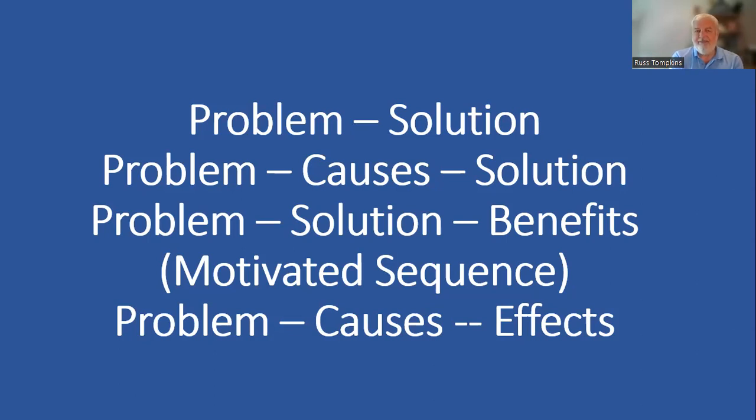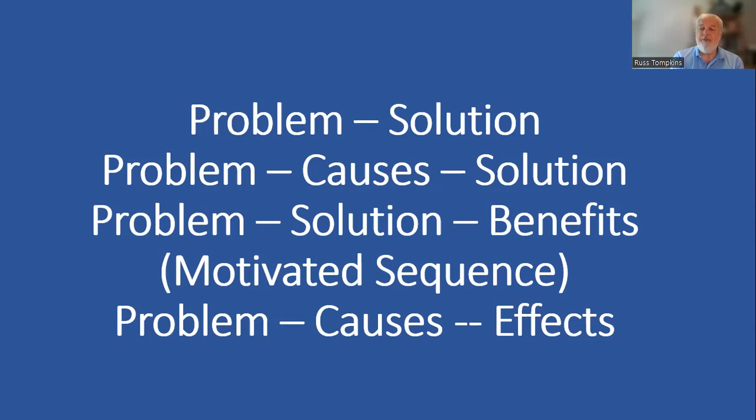A second choice you have is to talk about the problem, the second main point being the causes of the problem, and then the third main point being your solution. You could then also talk about, which is sometimes called the motivated sequence or order of organization, the problem, the solution, and then the benefits or the advantages to adopting this solution. If you want to use the motivated sequence, I have in the announcements for this week a lot more details about how to actually put that into practice.